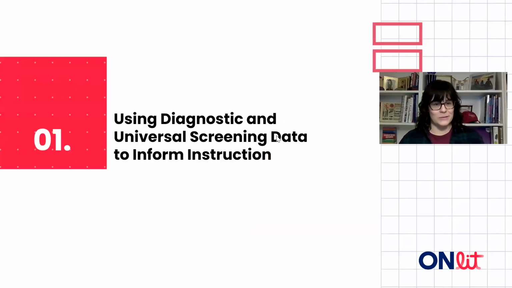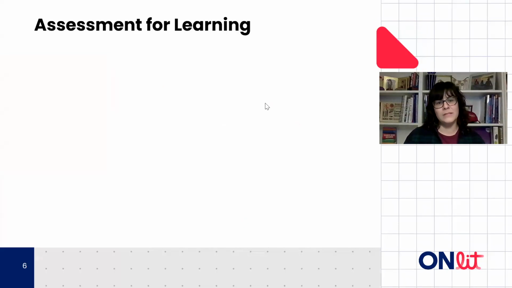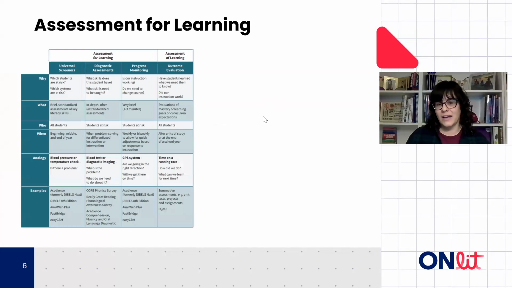So without further ado, we are going to get into it. The first thing that we're going to be talking about is using diagnostic and universal screening data to inform our instruction. So, assessment for learning. When we are planning literacy instruction, it's crucial to be using tools that provide assessment for learning. The chart that you see here comes from ONlit leader Una Malcolm. She did this through LD at School, and it highlights all the pieces in a comprehensive assessment system.